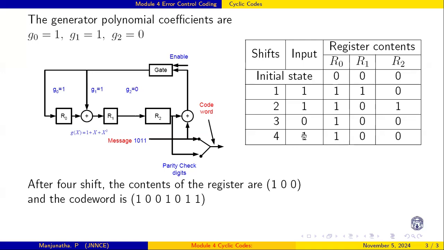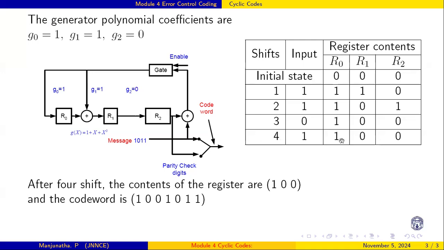The next input is 1. When 1 comes here, this is the last bit 1. The content of this R2 is 1 here, and the content of the present input is 0. 1 plus 0 is 1. So that will be stored here into register R0. What about the previous content of R0? The previous content of R0 is 1. The present input is also 1. So it comes from 1 plus 1, which is 0. In this way it works.